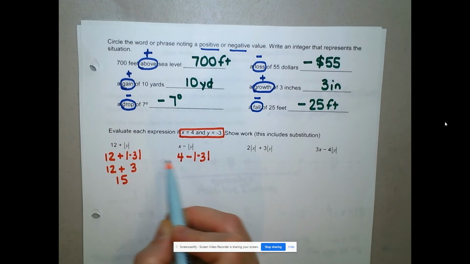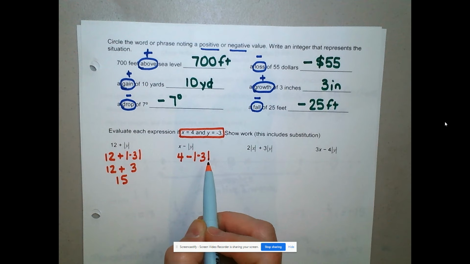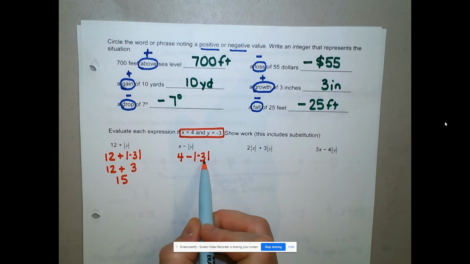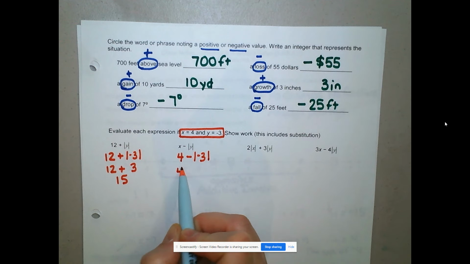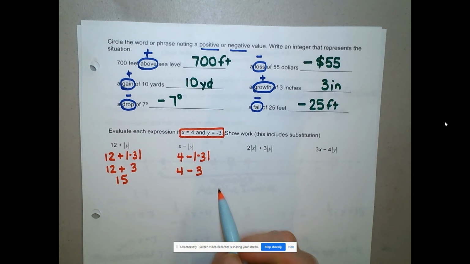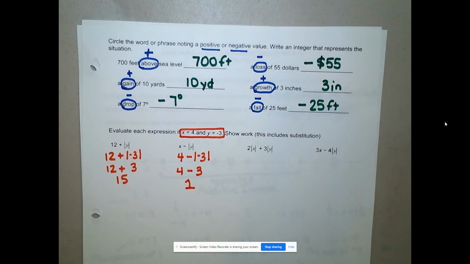Your first line is called the substitution line. It's the first part of showing your work. 4 minus the absolute value of negative 3. I'm going to treat that like parentheses. 4 minus, and this is worth 3, since it's 3 away from 0. And 4 minus 3 is 1.